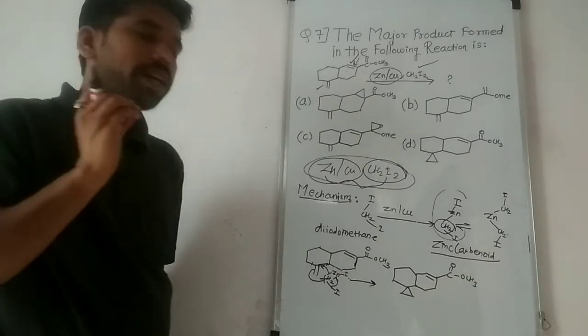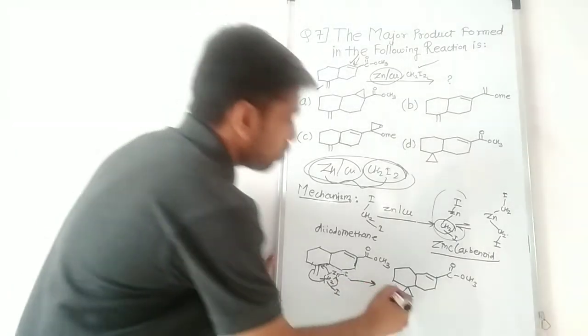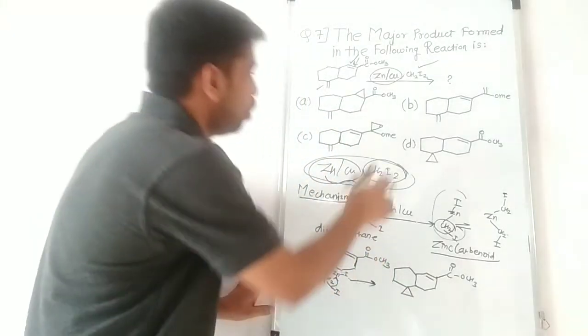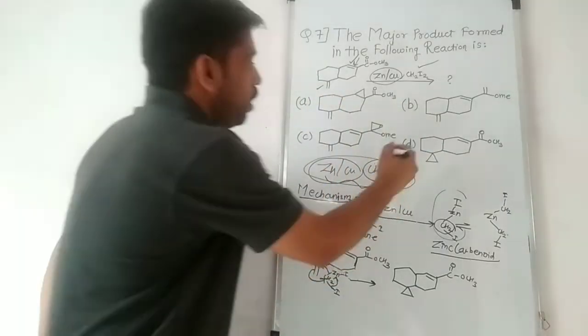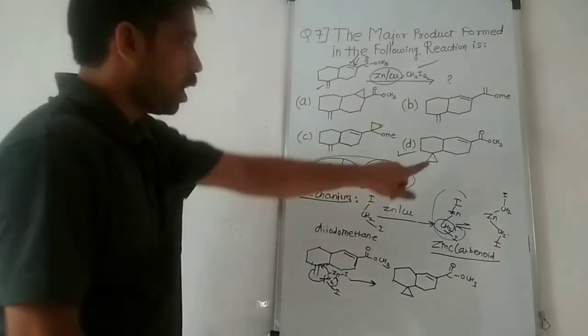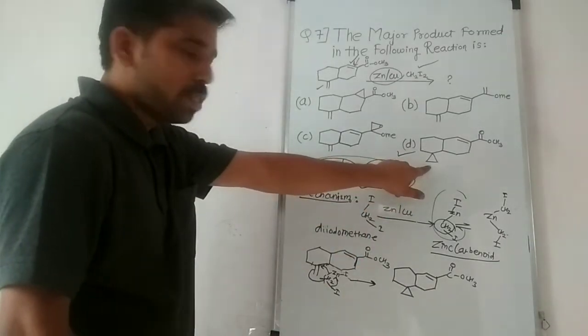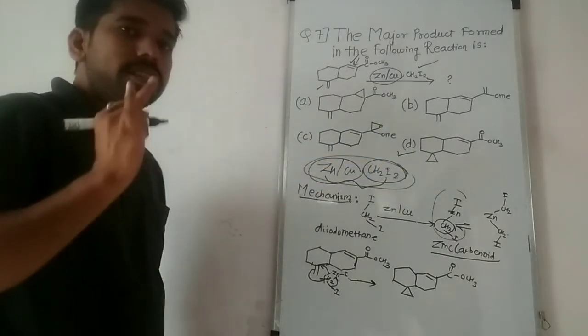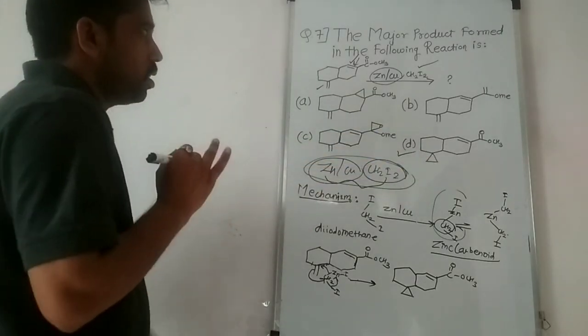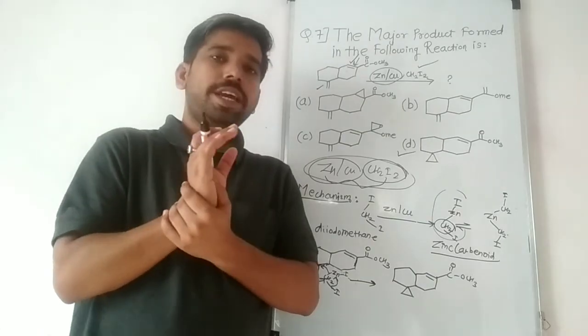Now which option is correct? Look at options A, B, C and D. In option D, there is formation of the cyclopropane at the isolated double bond, on this double bond. So option D is the correct option. This is an example of the Simmons-Smith reaction.